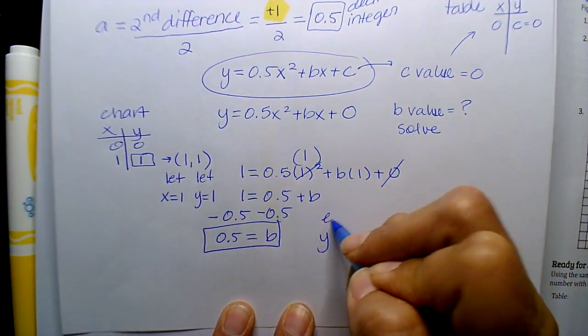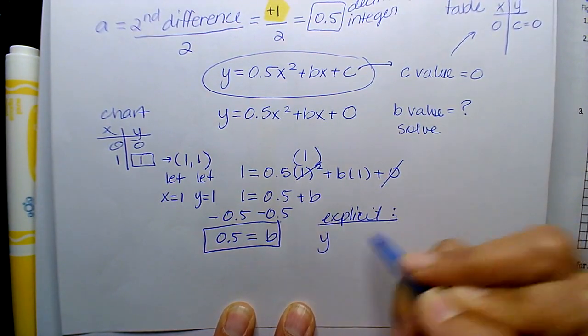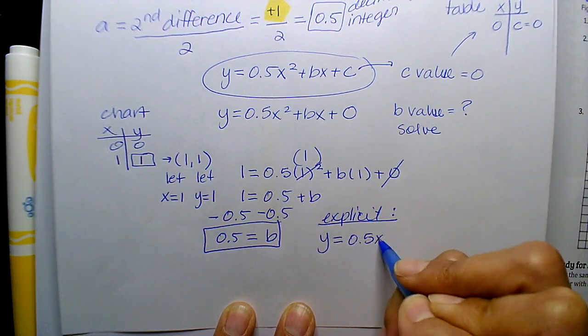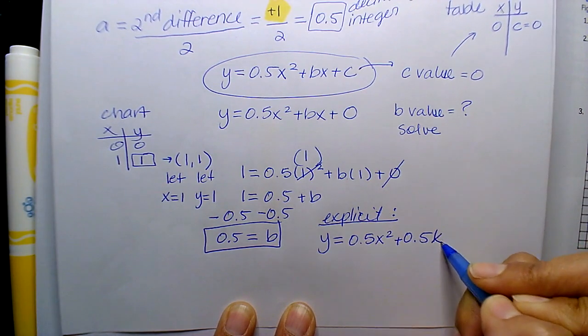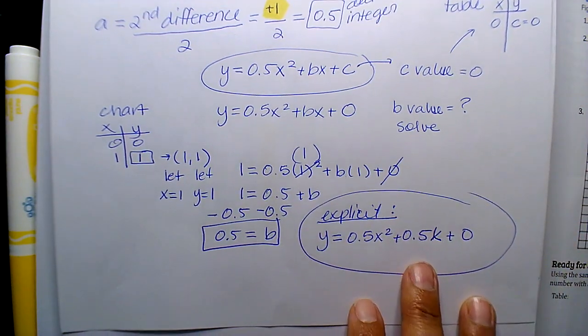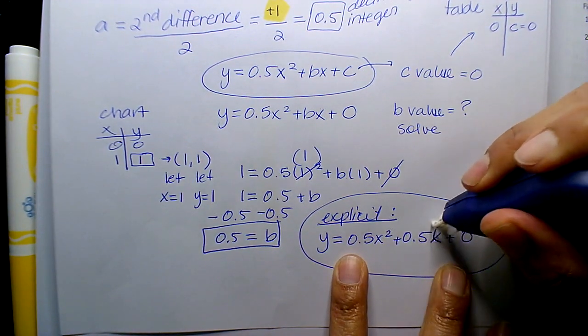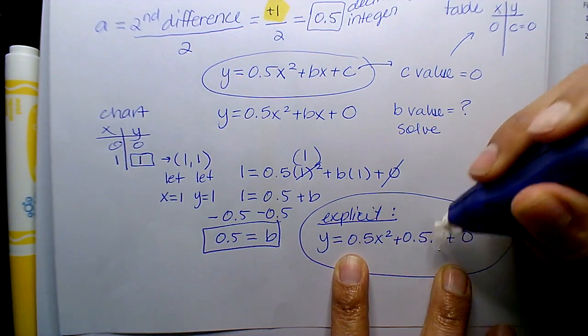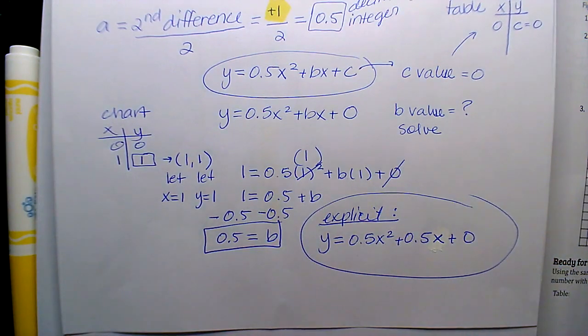So your explicit function is 0.5 x squared minus 0.5 x plus 0. That's supposed to be an x. If you want to write the 0, you don't have to. It looks like a k x. Here, I'm going to make it a pretty x. Better x. And that's it.